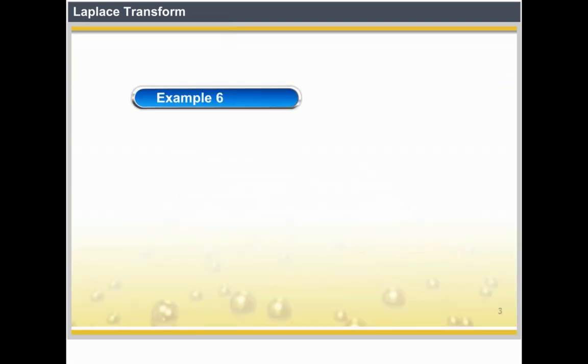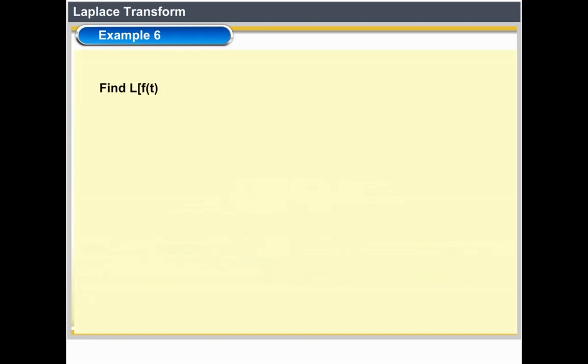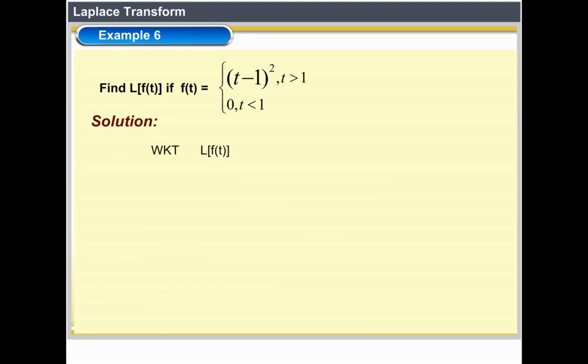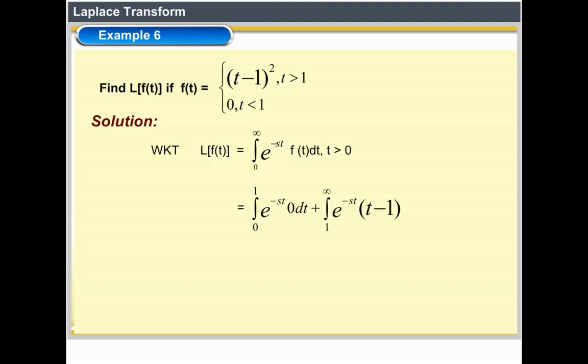Example 6. Find L of f of t if f of t equals t minus 1 the whole square for t greater than 1, then 0 for t less than 1. Solution: we know that L of f of t equals integral 0 to infinity e power minus st into f of t into dt for t greater than 0, which equals integral 0 to 1 e power minus st into 0 into dt plus integral 1 to infinity e power minus st into t minus 1 the whole square into dt.